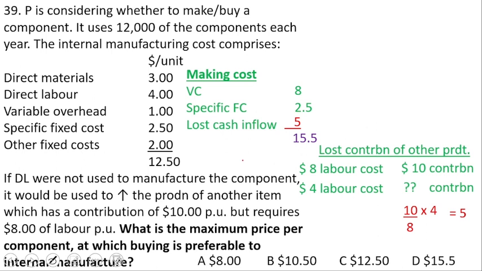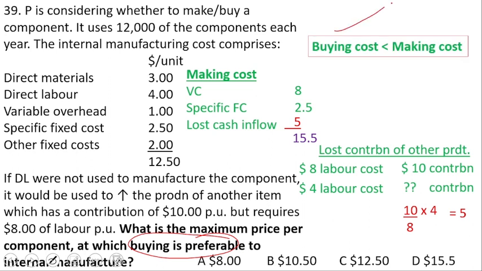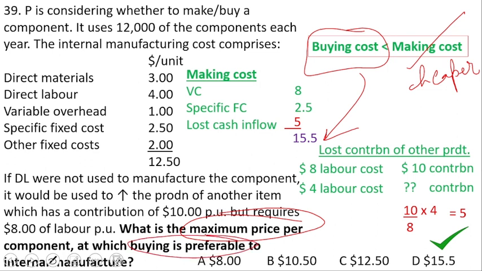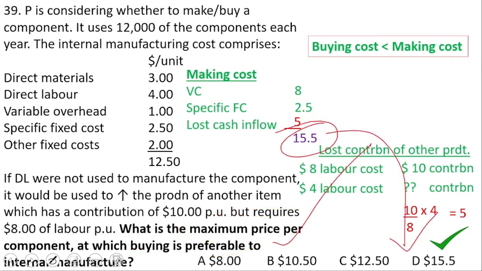And what have they asked in the question? When is buying preferred? For buying to be preferred, the buying cost should be less than the making cost. We know that the making cost is 15.5. If at all the buying cost exceeds $15.5, then immediately making becomes cheaper. So as far as the maximum price per component at which buying is preferred, the answer is $15.5, or option D.